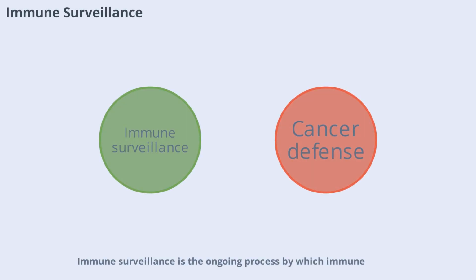Immune surveillance is the ongoing process by which immune cells monitor the body for signs of infection or abnormality, such as cancer. This constant vigilance allows for early detection and rapid response to threats, keeping us healthy.